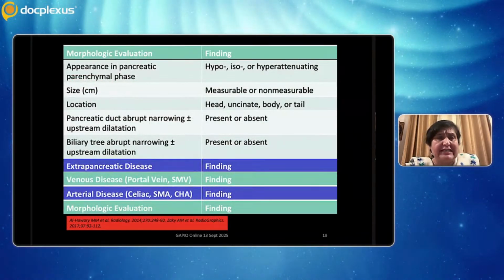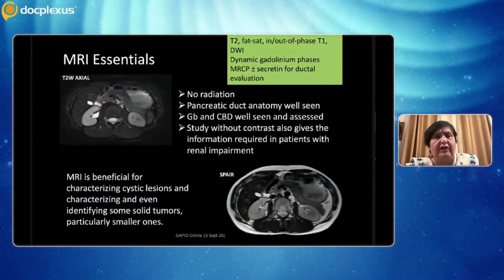While reporting a CT scan, it's important to report the appearance of the lesion, if there is a focal lesion, or if there is no lesion, or if it's a pancreatitis, the appearance in the pancreatic parenchymal phase, the size, the location, if there is any involvement of the pancreatic duct, if there is any dilatation of the duct, biliary duct, the biliary tree, extrapancreatic disease, venous or arterial involvement, and morphological evaluation.